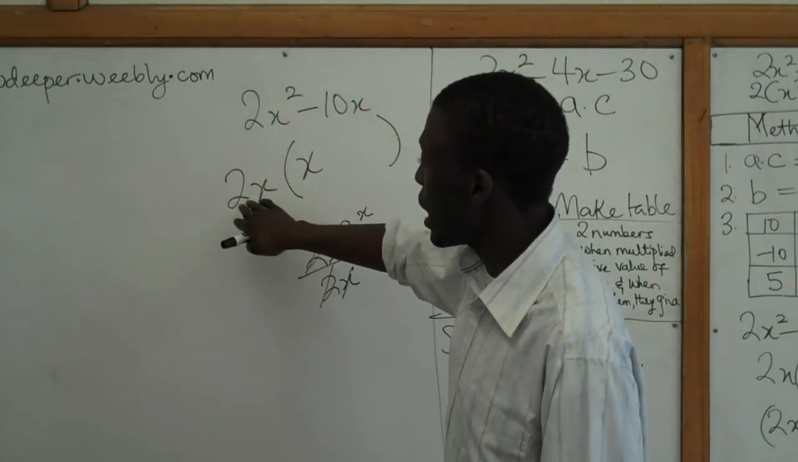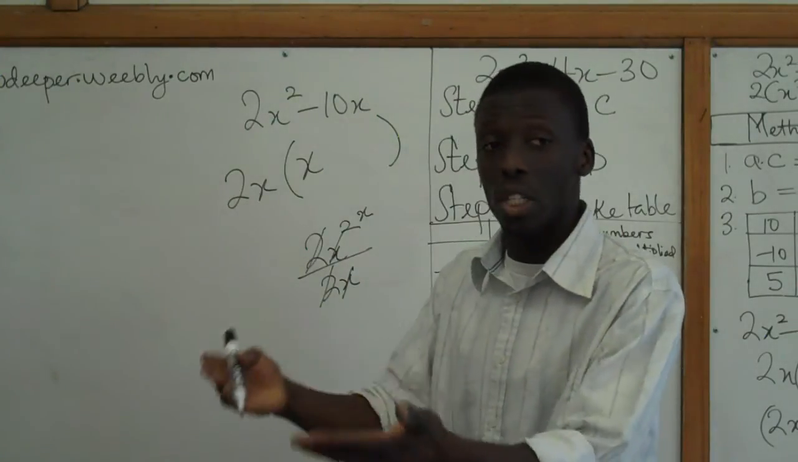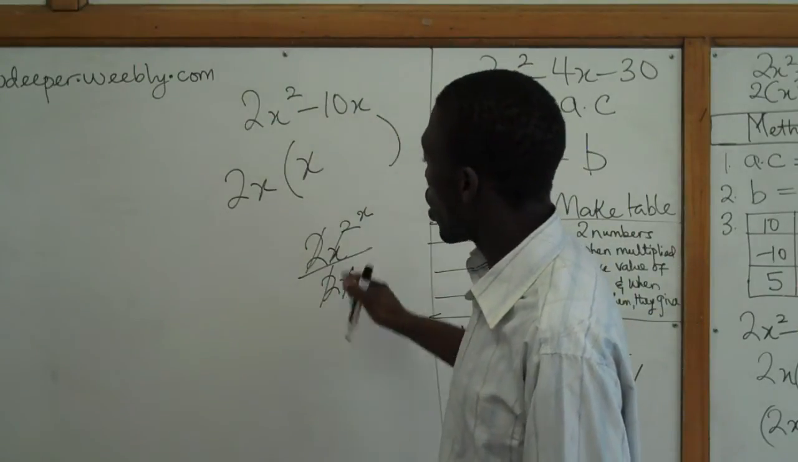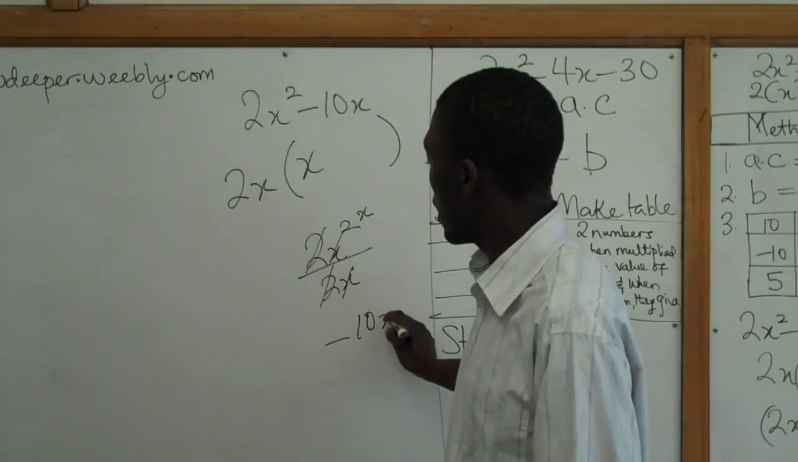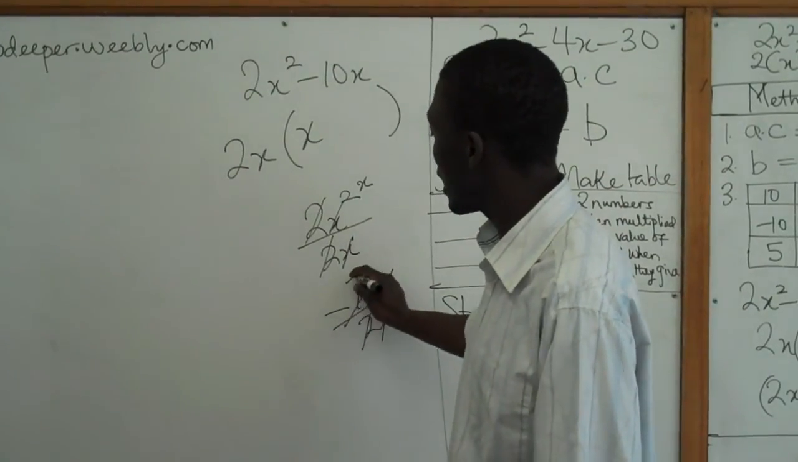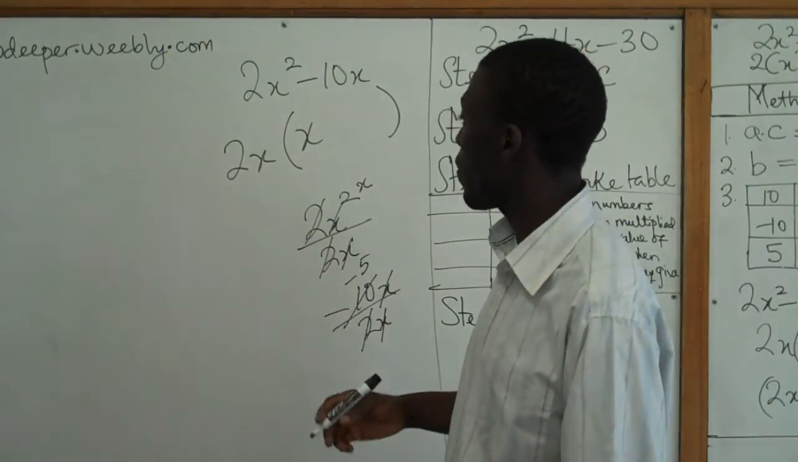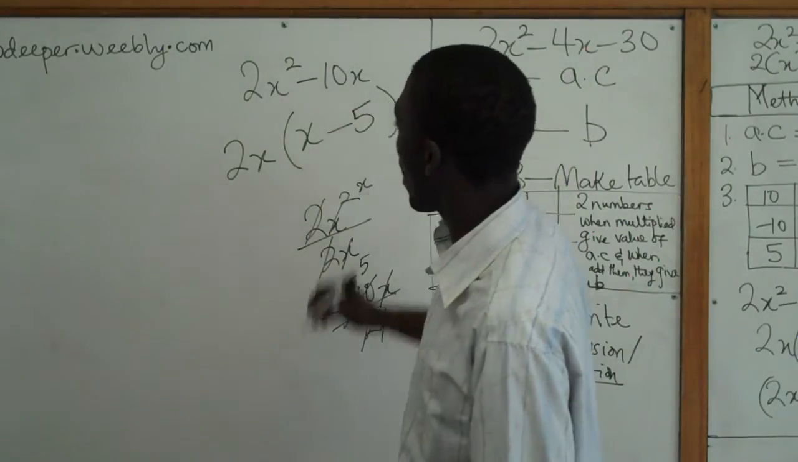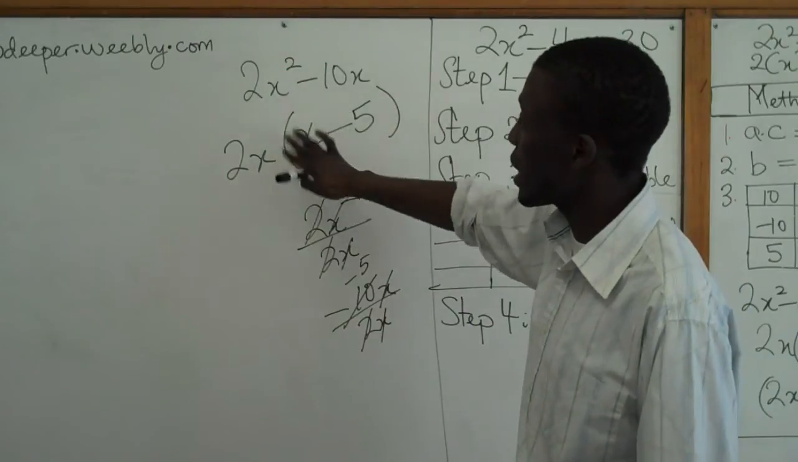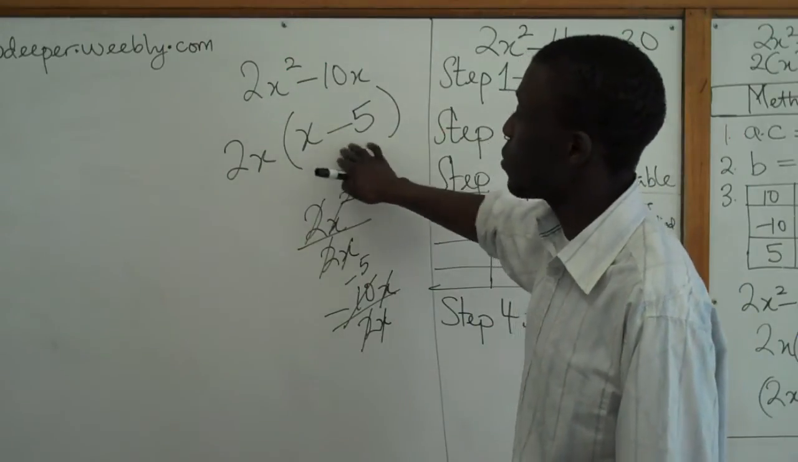Because now, if I was to say 2x times x, it should give me 2x squared. Back to where I started. The same thing with the negative 10x. What you're doing is you're saying negative 10x divided by 2x. The x will cancel out, and the 2 goes into 10 5 times. So we get a negative 5. So this leaves me with negative 5. So 2x squared minus 10x can be rewritten as 2x into x minus 5.